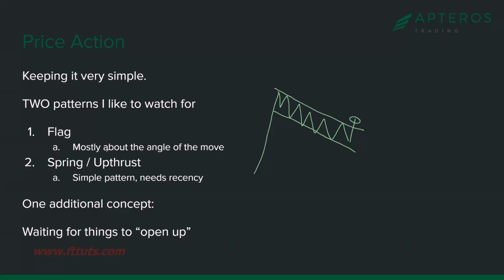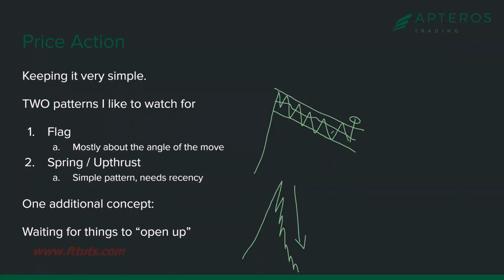Why do I like those? And why are they mostly about the angle? If we did this and then we did this, that's not a flag because the angle is too steep on the pullback. Flags to me, I'm all about identifying strength and trying to go with that, identifying weakness and trying to go against that in terms of trading. So to me, a flag is a very labored, difficult, weak, non-aggressive move while the bears are mostly in control here.